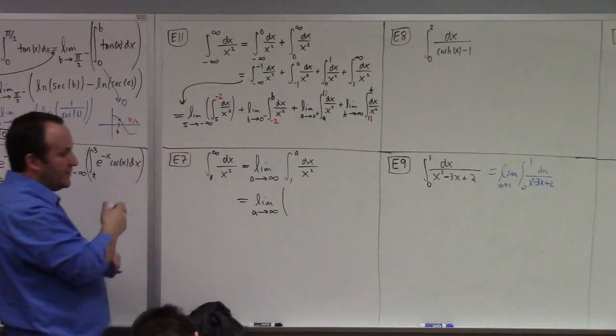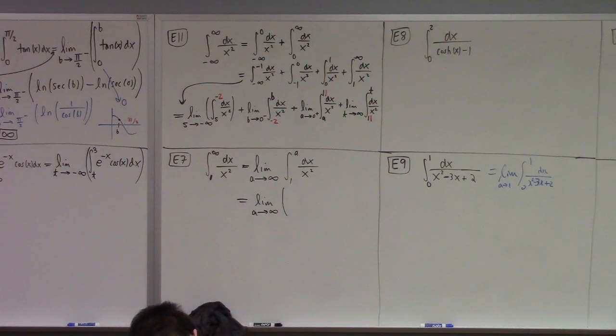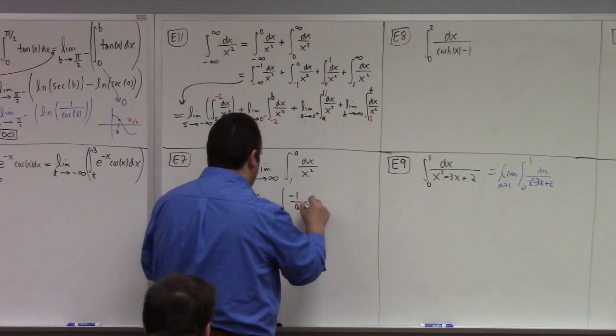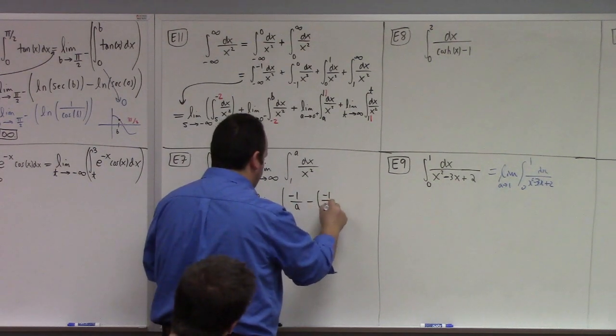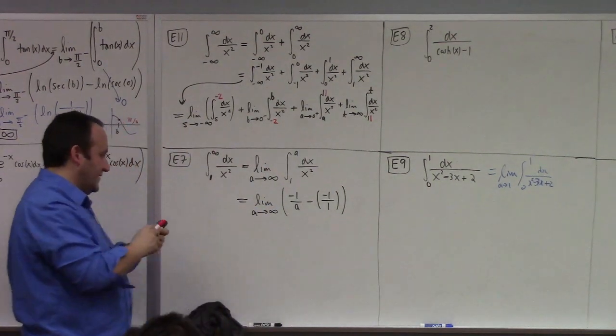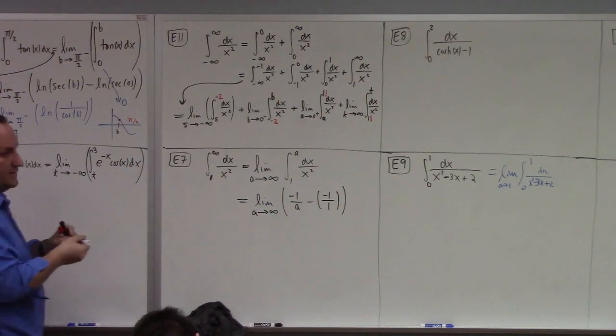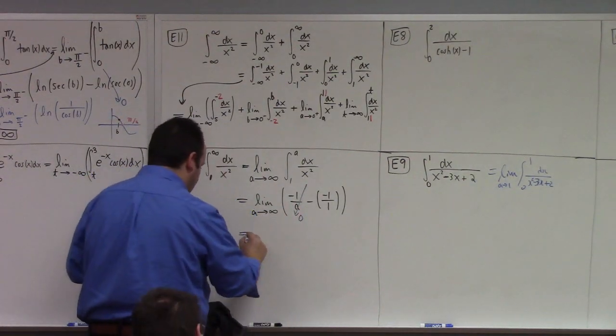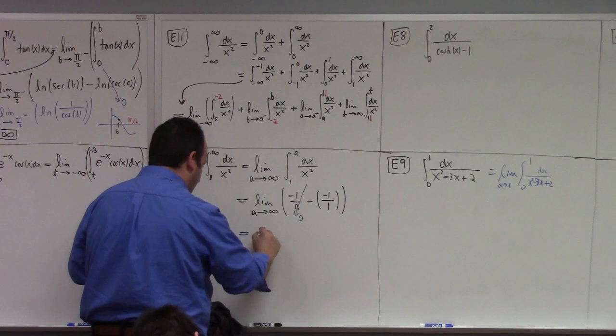What's the integral of 1 over x squared? It's -1 over x. So by the fundamental theorem of calculus part 2, I have -1 over a minus (-1 over 1). Of course, the 1 over a goes to what as a goes to infinity? It goes to 0, and so the answer is 1.